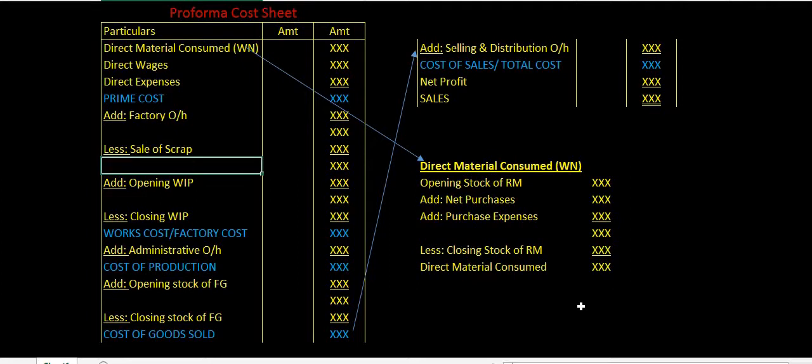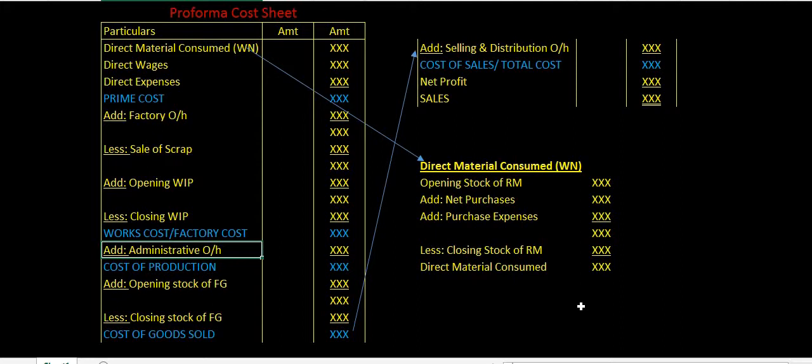You don't need that. Now to this gross works cost, we add our opening work in progress, and from that we deduct our closing work in progress, so that what we get is our works cost or factory cost. Second major item. After this, we need to add our office and administrative expenses.